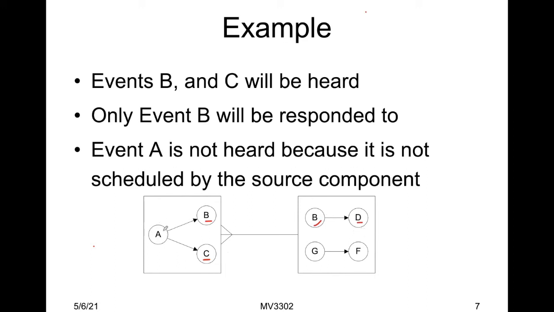And also, the other thing is that event A is not scheduled by anything in the source component here. So it will not get dispatched. So the idea is that events B and C will be heard. Only event B will be responded to because it has this. Event A will not be dispatched because, for a variety of reasons, if I hear an event, I don't send that to my listeners.